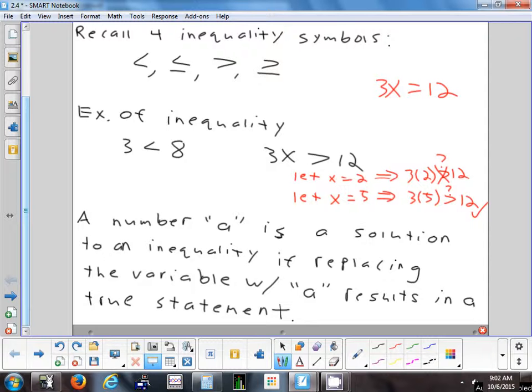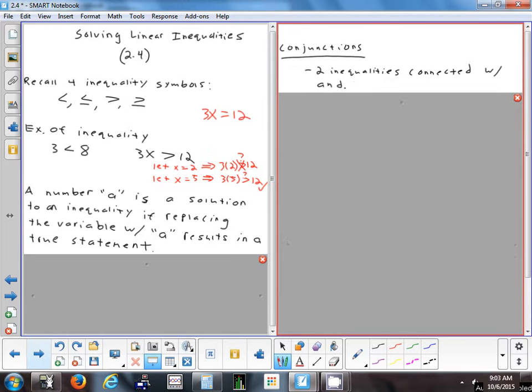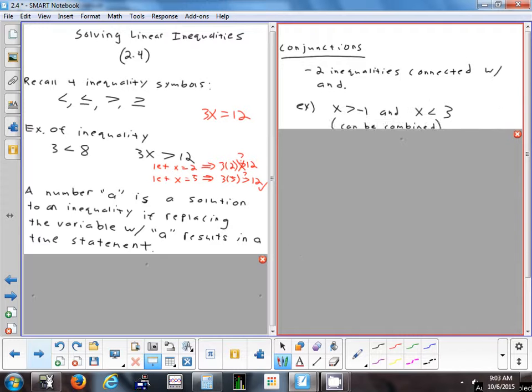Any questions on that? All right. If you take two inequalities and you connect them with the word and, that's called a conjunction. And that's an example of a conjunction. x is greater than -1 and x is less than 3. A lot of times conjunctions are like between statements. You could pick any number here between -1 and 3, and it would satisfy what I've written on the board.